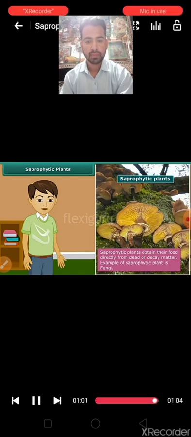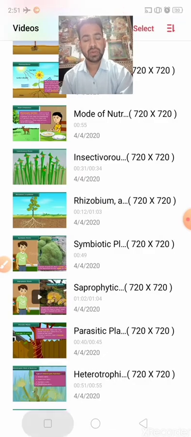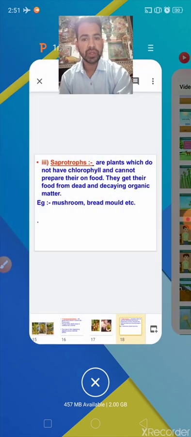Thus, we can say that fungi are saprotrophs. Okay, it is clear to you.